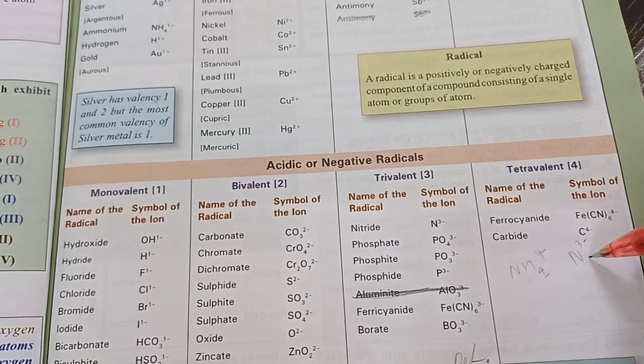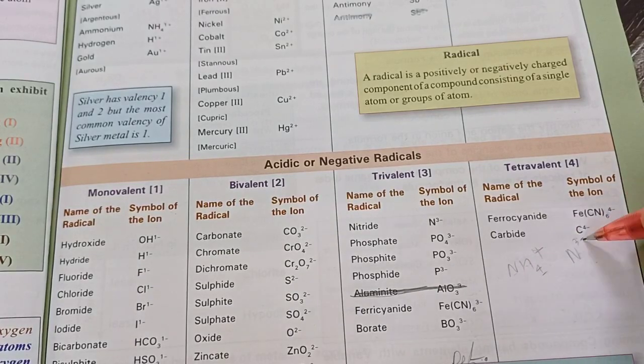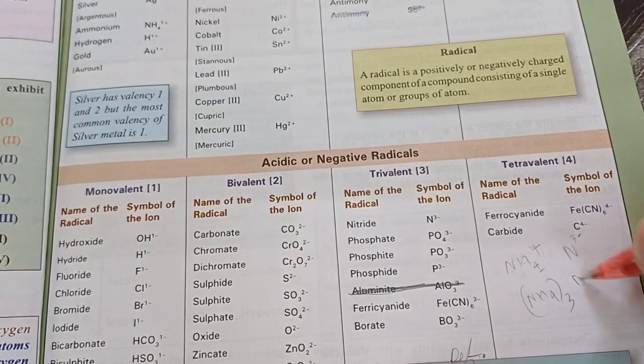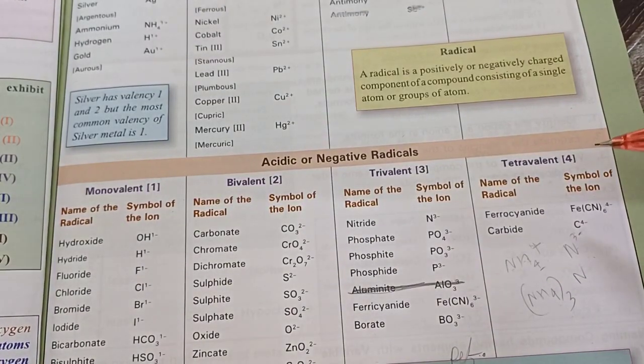1 goes here, but we never write 1. 3 goes for this, but there are 2 elements here, so 3 is for both of them. So we'll have to use brackets. So ammonium thrice nitride. So we'll do such practice when we solve the exercise.